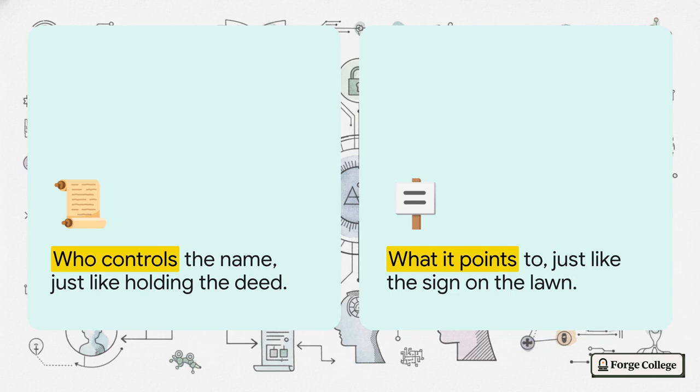On the other side, we have the resolver. This is what the name actually points to. Think of the resolver as the sign you plant on your front lawn, or maybe like setting up mail forwarding. Because merely holding the deed to a house doesn't automatically tell the post office where to send your mail, right? You, as the owner, have to explicitly configure that sign on the lawn.